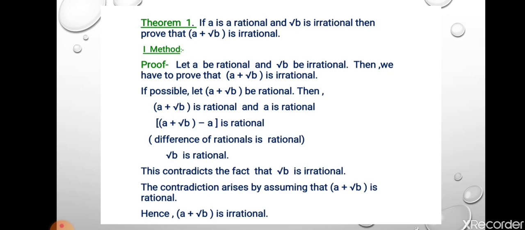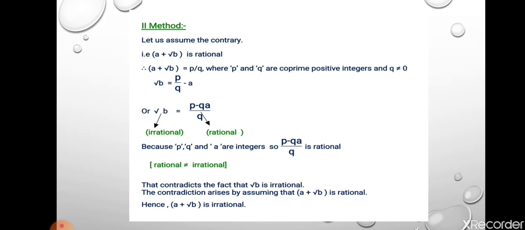Okay. Now let's see the second method. Here we use the method of contradiction. We let a plus root b be rational. So we can write it in the form of p by q, where p and q are co-primes and q not equal to 0. So here a plus root b is equal to p by q.